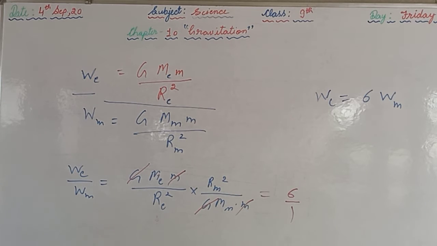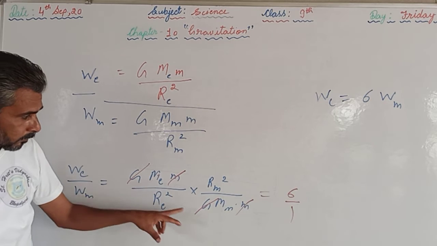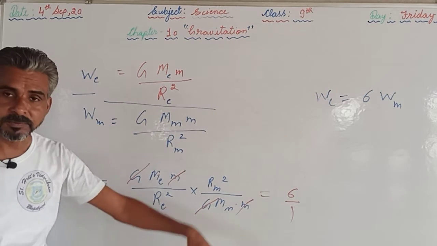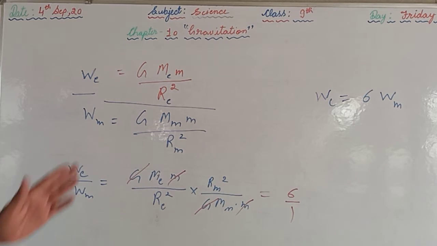At the same time, the next question is, why is the weight of an object on the Moon 1/6 of its weight on the Earth? The answer is here. We are supposed to replace the mass of the Earth, mass of the Moon, radius of the Moon, and radius of the Earth, and afterwards simplify that. We will find that the ratio comes to 6:1, because we have taken the weight on the Earth on the upper side.